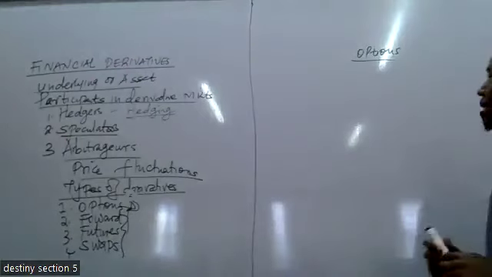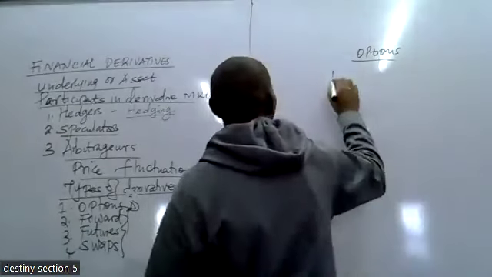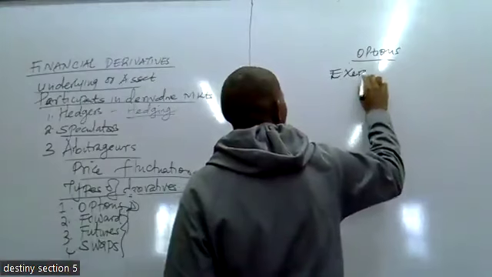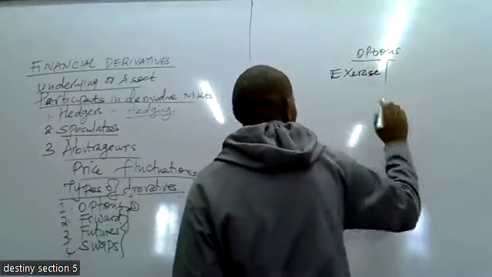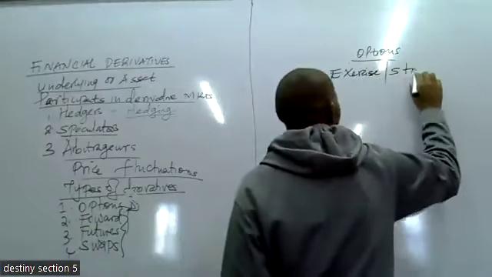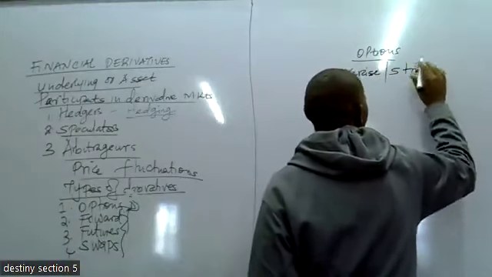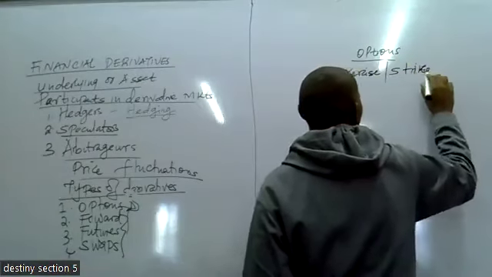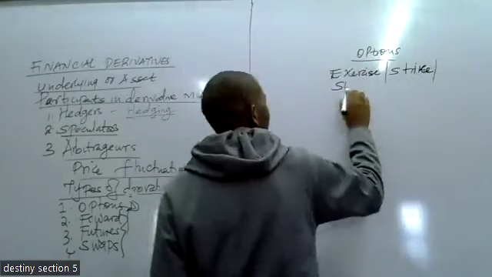Now, this predetermined price is what we call the exercise price. In other cases, we talk of it as the strike price, or in other cases, the striking price.